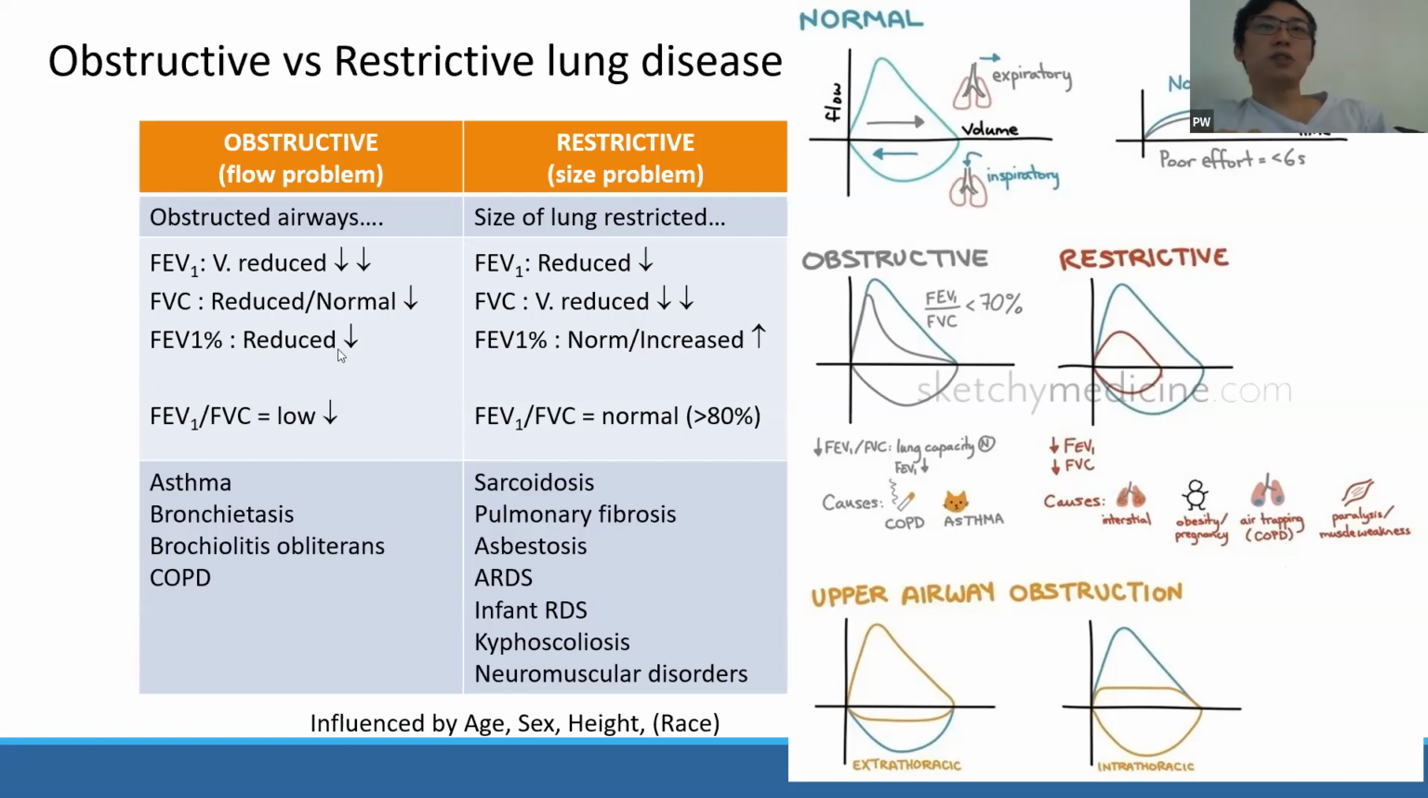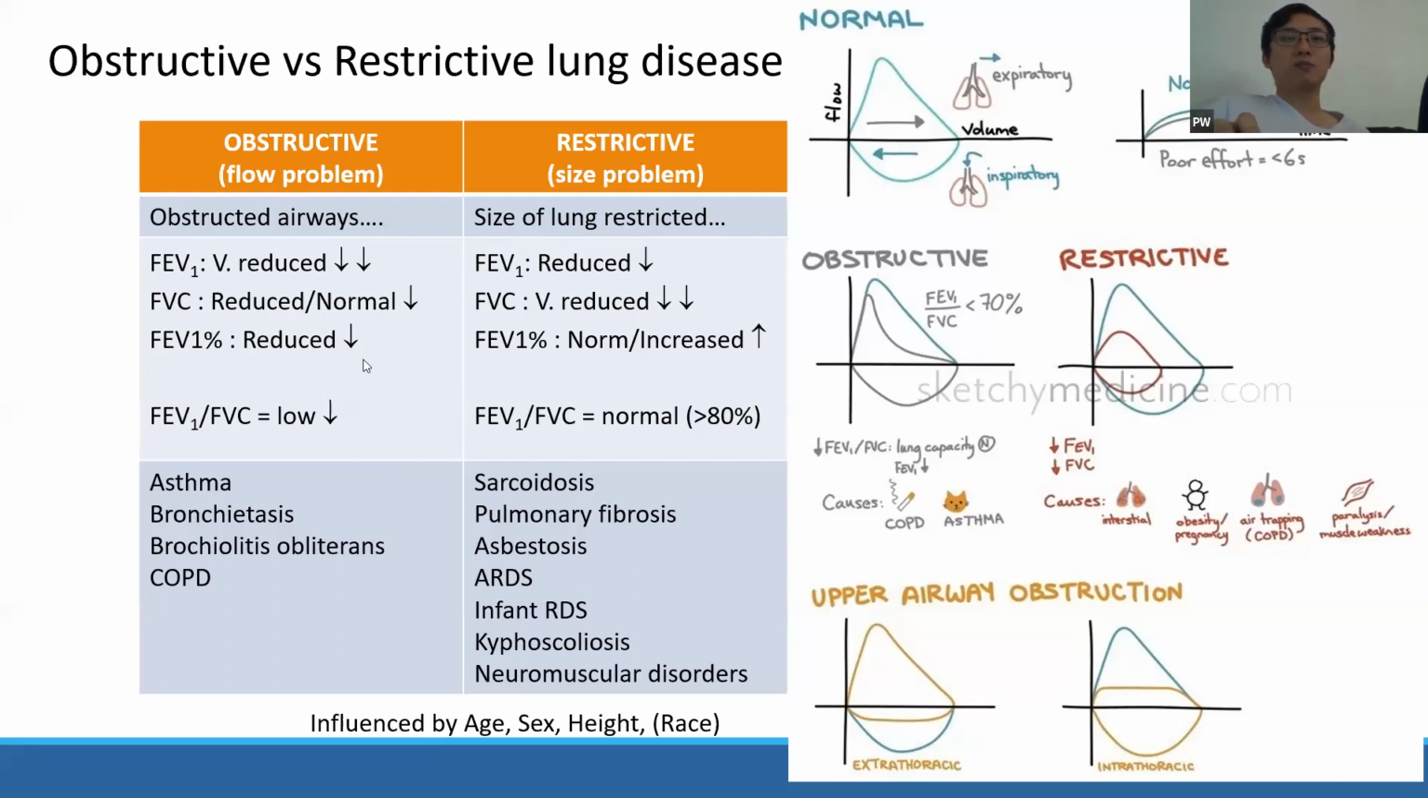But effectively, what you're going to get in some exam questions is that the spreadsheetable differences are that FEV1 in obstructive lung diseases is going to be significantly reduced compared to restrictive lung diseases, where it's a bit reduced. The FVC, which is your forced vital capacity, your effective lung capacity, is only going to be slightly reduced in obstructive disease, compared to being significantly reduced in restrictive lung diseases.